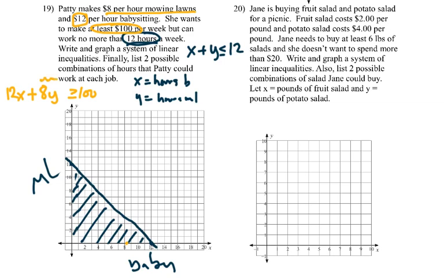What if she only mowed the lawn and didn't do anything else? Then we'd have just the 8y and we'd get rid of the 12x. So it'd be 100 divided by 8. And that would be about 12.5. So right up there. Again, we'd have a solid line here because that line represents all the possible combinations of hours of mowing lawns that would be $100. But also, she wants to go more than 100. So any point below would make her earn less. So all the points above, that's where we're shading for her.